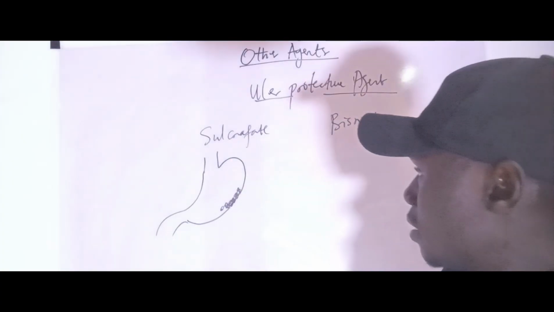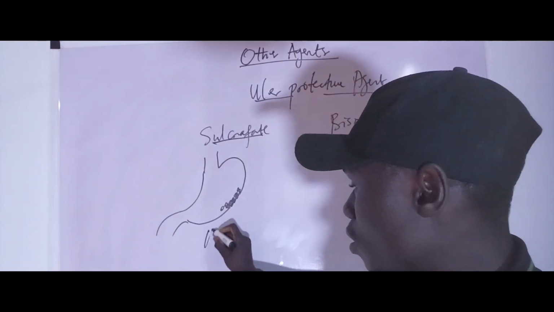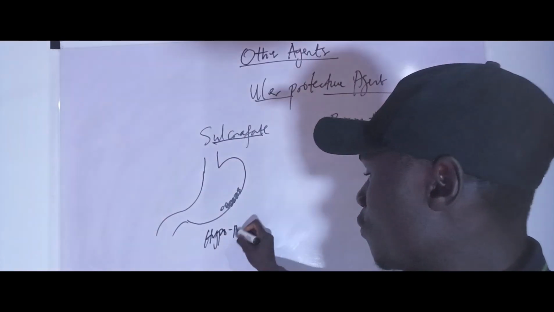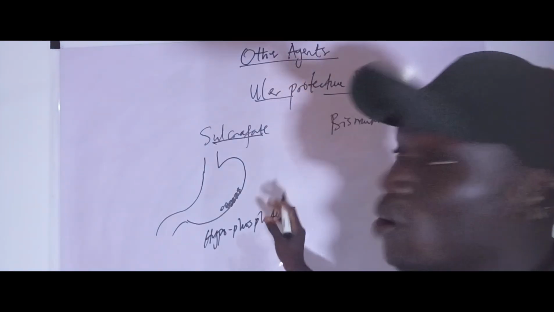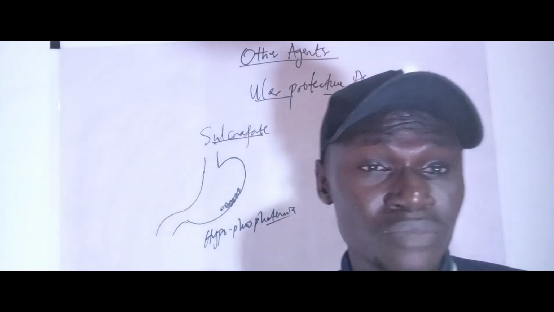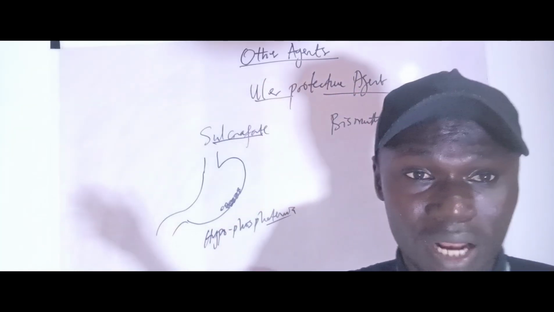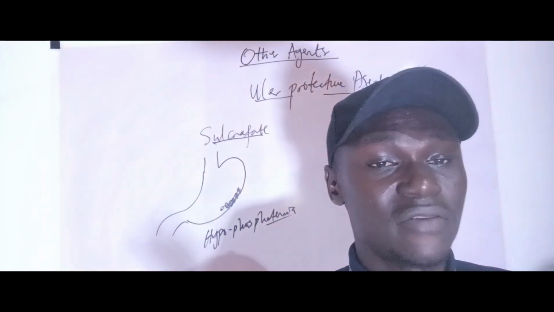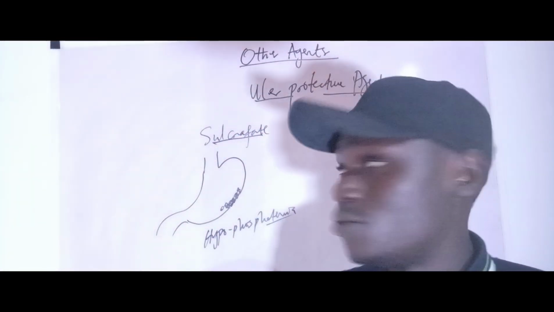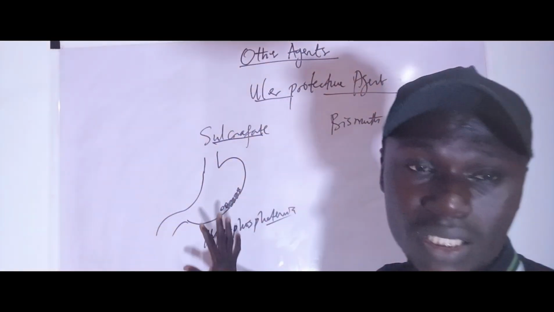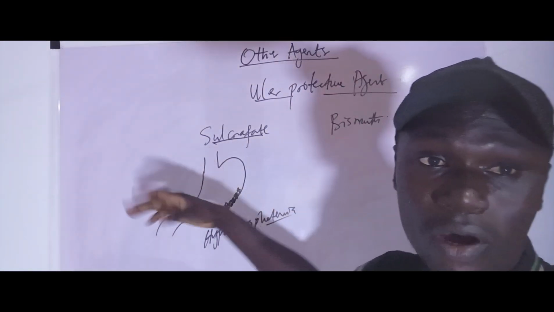In terms of side effects, it can cause hypophosphatemia. But the main thing I want you to remember about sucralfate is that you can't combine it with other drugs. Yes, it's effective, but we can't combine it with other drugs. And now, since we have other effective drugs, we don't use it like that again. But for theory's sake, know that it is an ulcer protective agent.